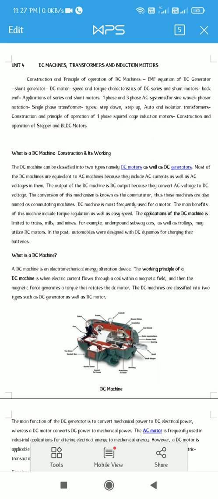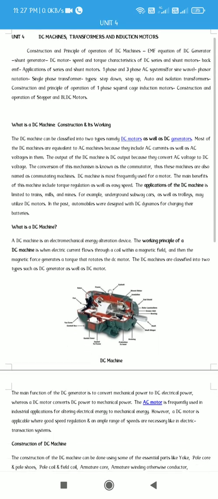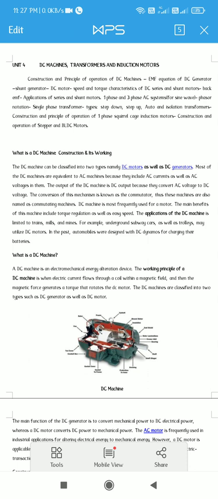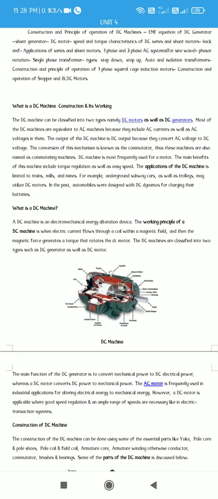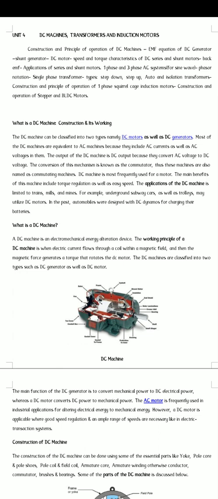Okay, so the first topic is construction and principle of operation of DC machines. First, DC machines are classified into two types: DC motor and DC generator. Basically, a motor, simple definition: a motor is an electrical device that converts electrical power into mechanical power. And a DC generator is also an electrical device that converts mechanical power into electrical power.